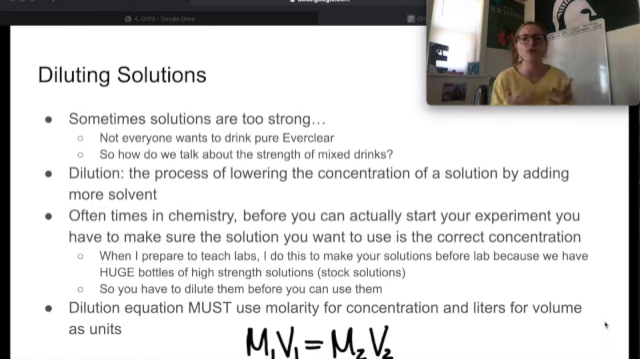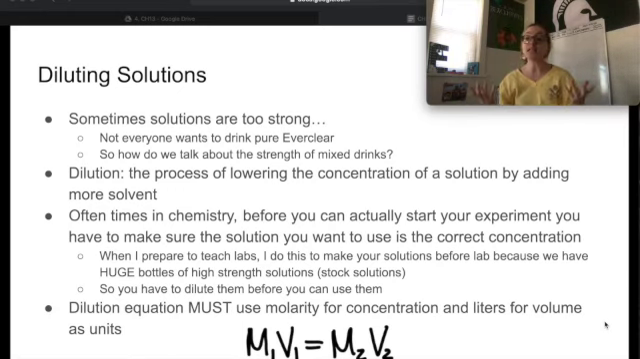So how can we figure out that concentration of your original alcohol solution if we add something to dilute it? Again, dilution is that process of lowering the concentration of a solution by adding more solvent. Oftentimes in chemistry, before you start your experiment, you have to make sure the solution you want to use is the correct concentration. For example, when I prepare to teach labs, or at least when I did in the past, Carolina does it for me now, we talk about this all the time. I do actually have to do dilutions to make sure the solutions are the correct concentration before you get to lab.